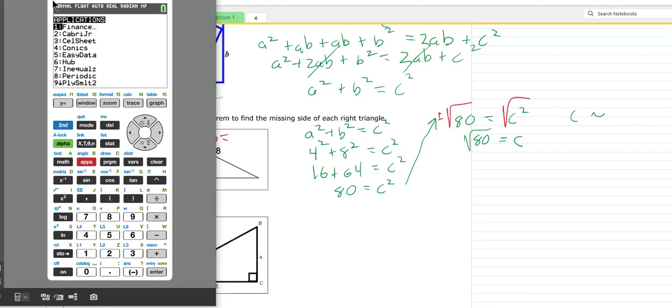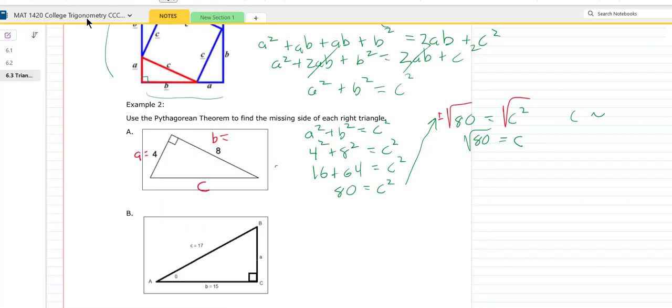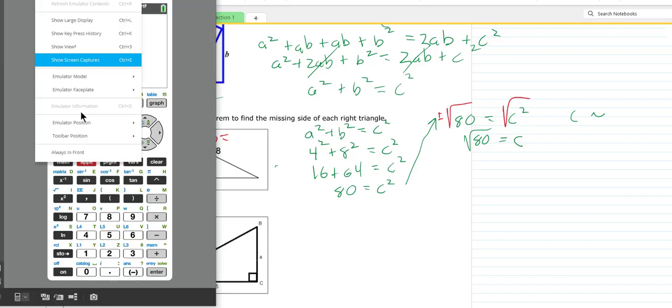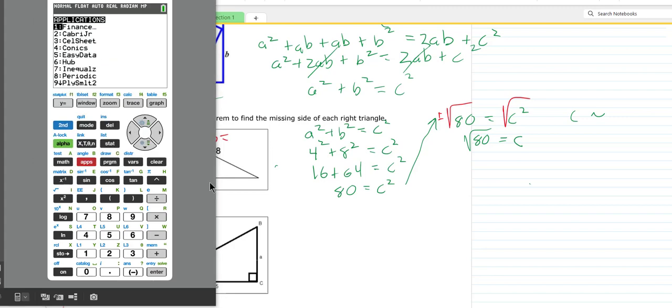Okay, so let me get this calculator set up so it doesn't disappear every time I click on it. There we go. Okay, so anyway, if you rounded that off, that'd be about 8.94.